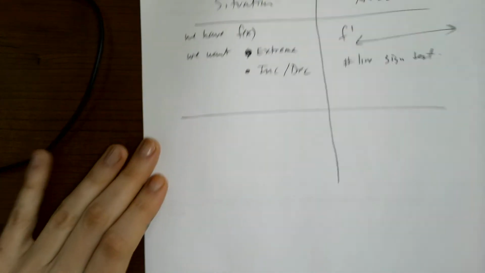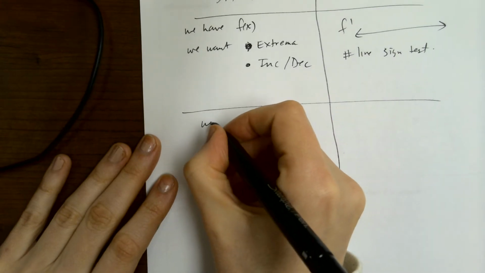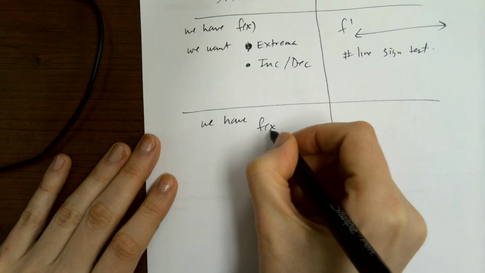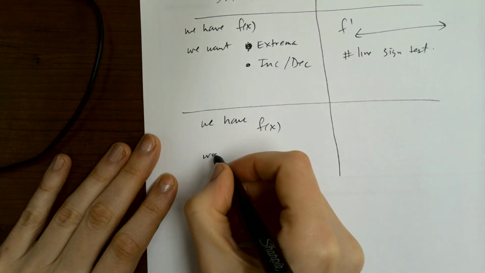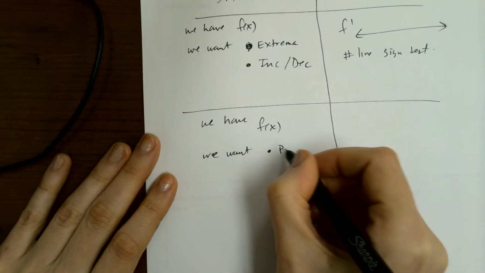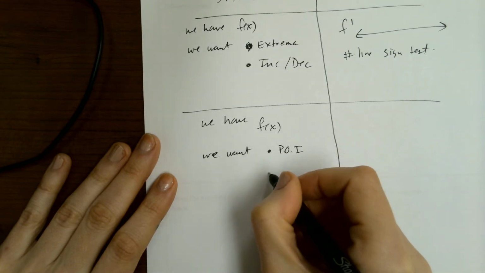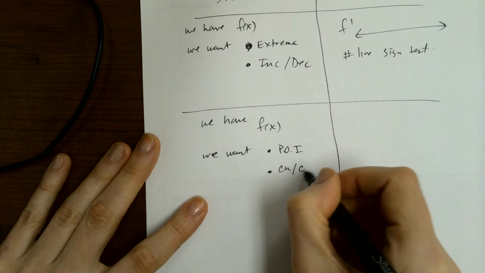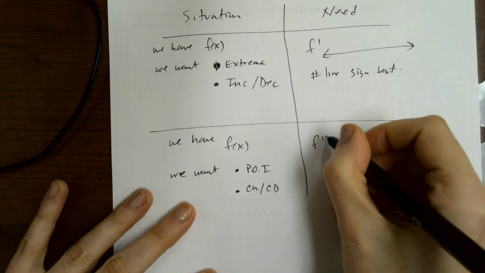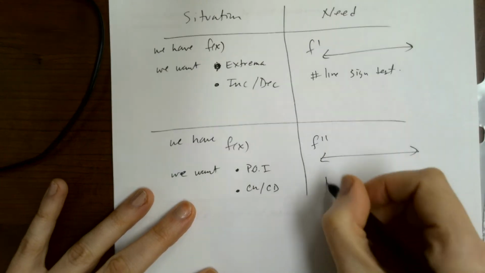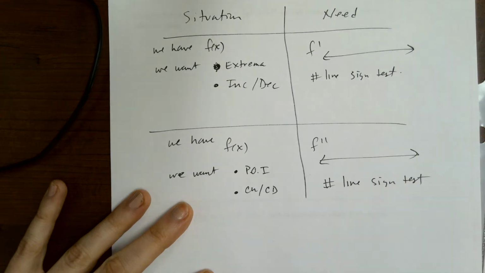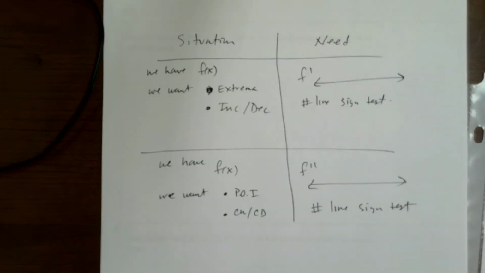All right, now, if we've got this situation, we have f of x, and we want a point of inflection, or knowing concave up or concave down, we need an f double prime number line sign test. Okay, so here's two situations.